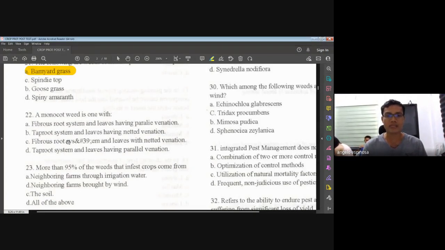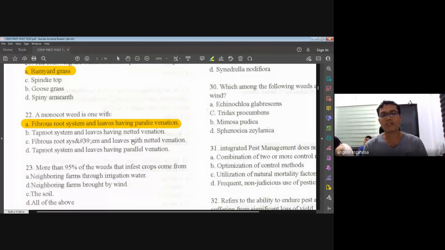So do not mind this one, the system and the number sign of 39. Do not mind this, okay? So a monocot weed is one with, the correct answer is letter A. It is a fibrous root system and leaves having parallel venation. Di ba pag monocot, tulad ng rice, that's an example of monocot, the root is fibrous and it's not a taproot. When you talk about a taproot, that is a dicotyledon. That is a dicotyledon, okay?